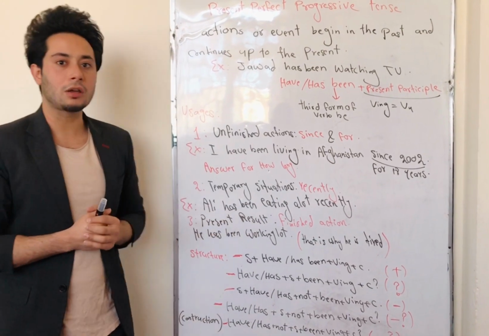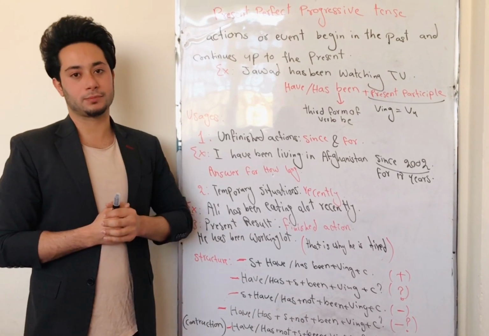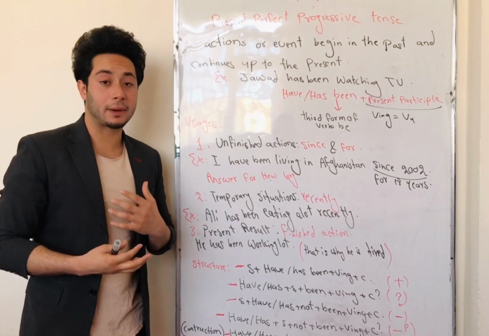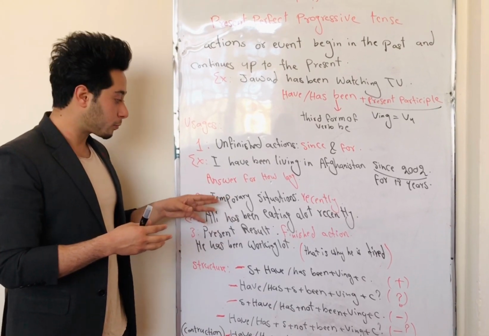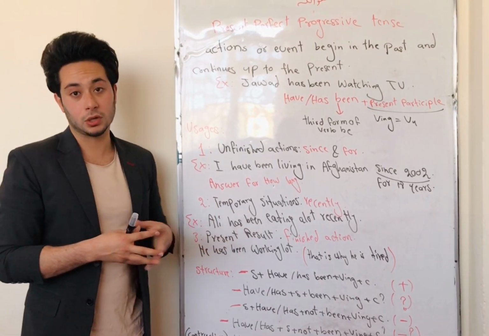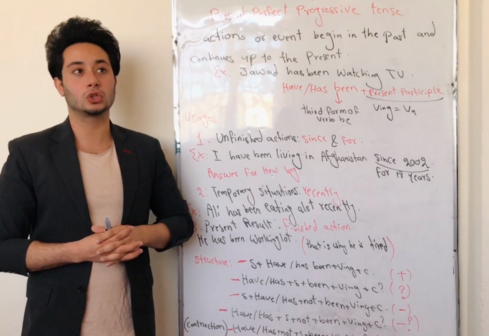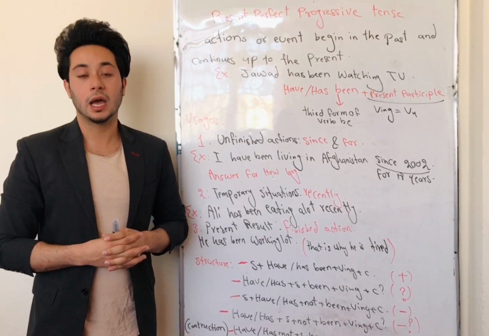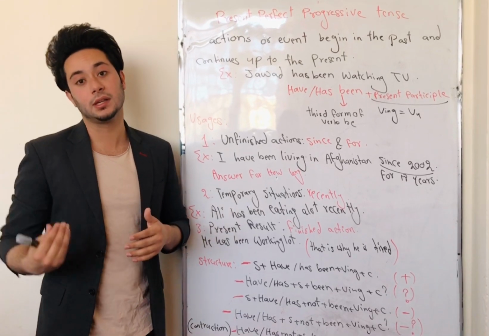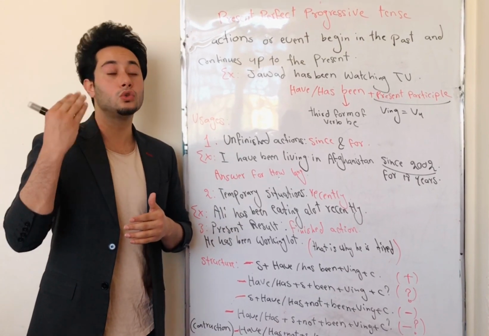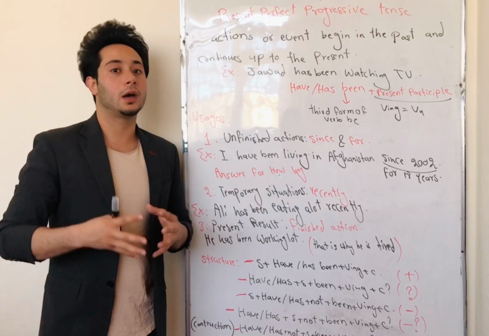Okay, let's talk about the second usage of present perfect progressive tense. The second place that we can use present perfect progressive tense is to talk about temporary action. What are temporary actions? Temporary actions are those actions that are not permanent, and those actions or situations that are happening recently. We can use present perfect progressive tense to talk about them.